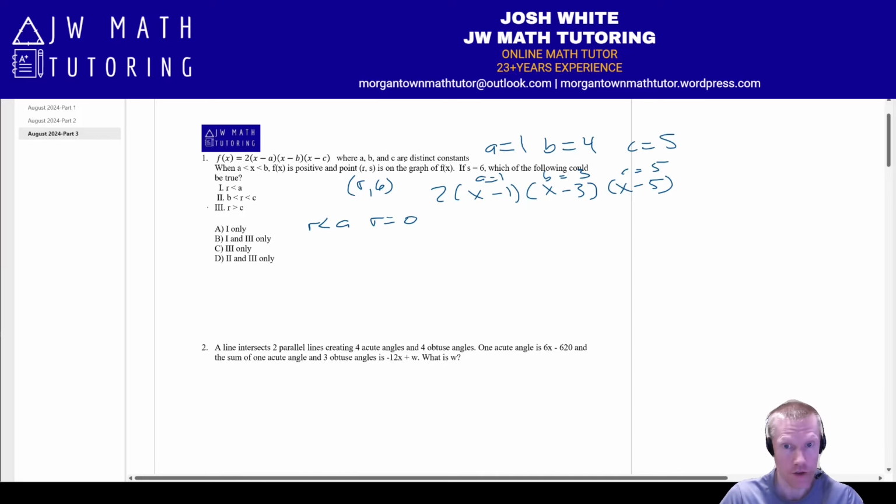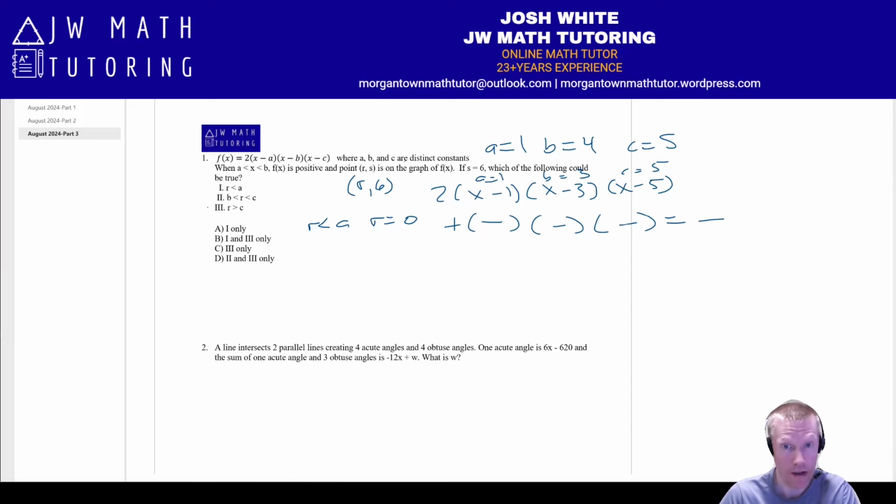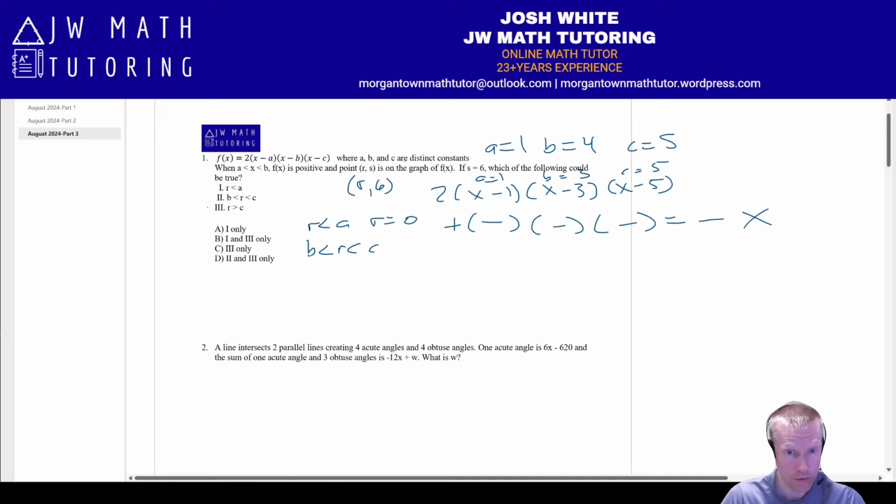Okay, notice 0 minus 1 is going to be negative. I'm not concerned with the value. I'm only concerned with whether it is positive or negative. Then we do it for this one. 0 minus 3, that's going to be negative. Here, 0 minus 5, that's going to be negative. The 2 out front is positive, so the end result, negative times negative times negative, is a negative value. Therefore, could the y value be positive 6? No.